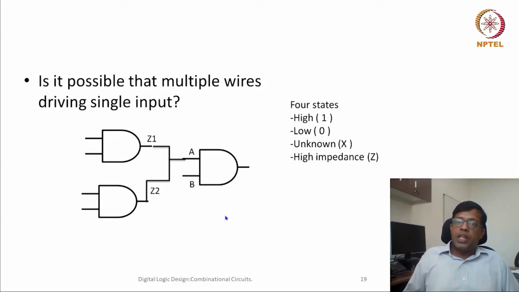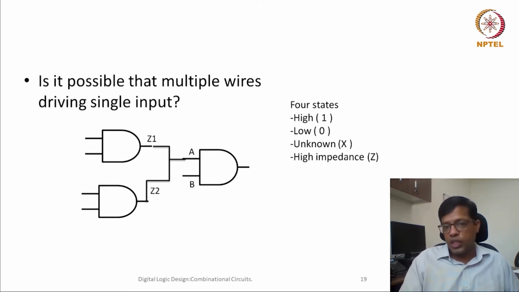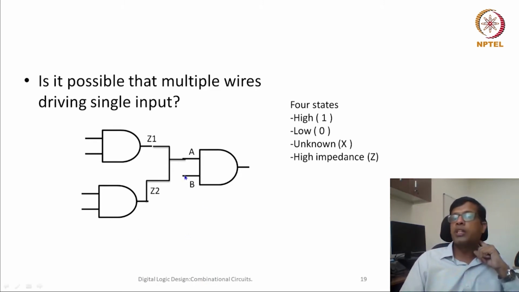Okay, then there is the fourth state, which is also called high impedance. High impedance means high resistance, and impedance, if you know circuit theory, means resistance plus capacitance plus inductance, the effective sum of all of them. So high impedance means there is no connection between this particular point and the ground, or in other words, if the connection is there, the resistance is so high that current cannot pass. So effectively, whatever voltage is there, that voltage cannot be transmitted here.